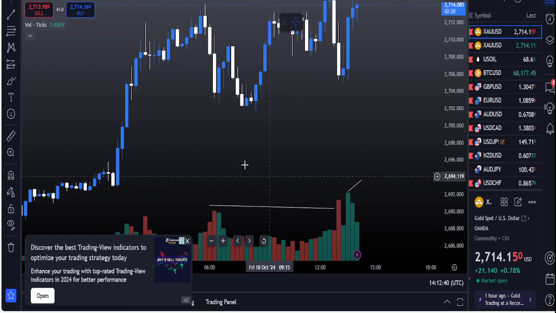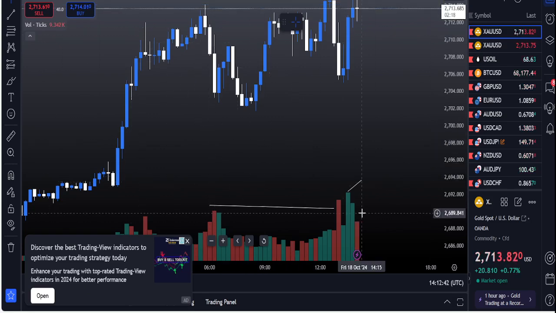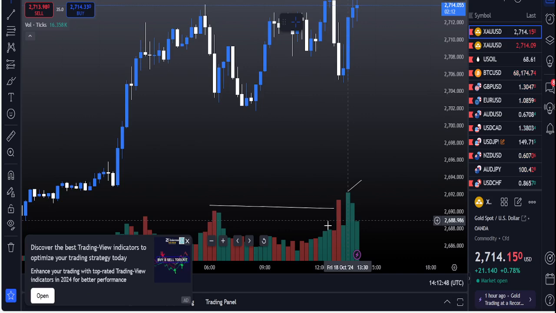So that is what the author is actually saying, that we cannot judge volume individually.